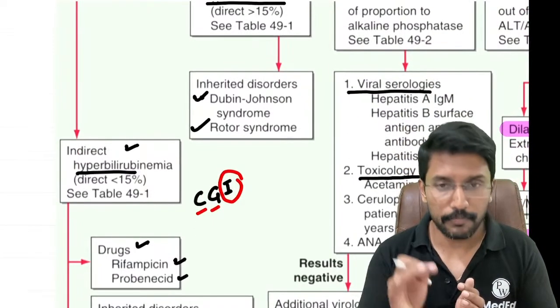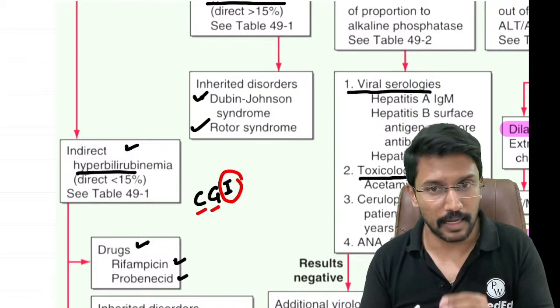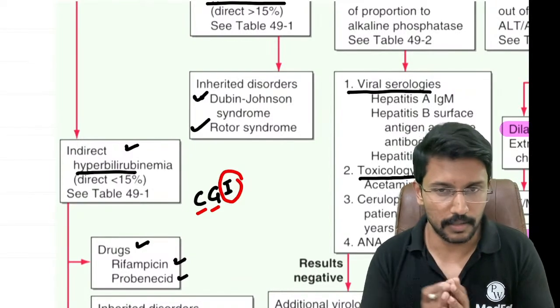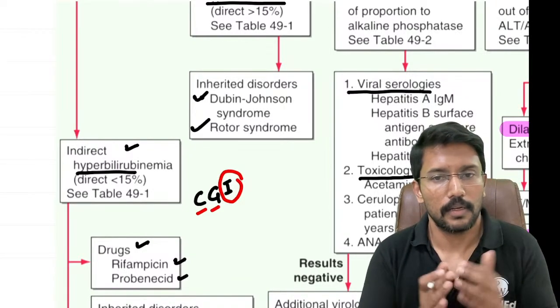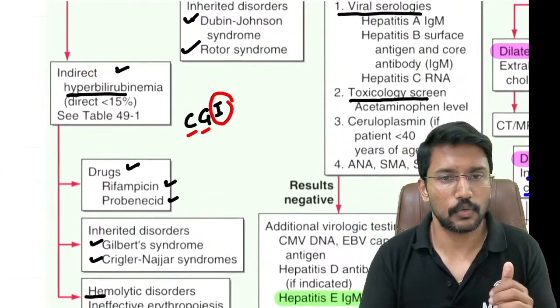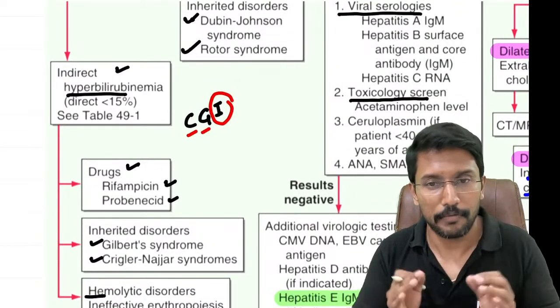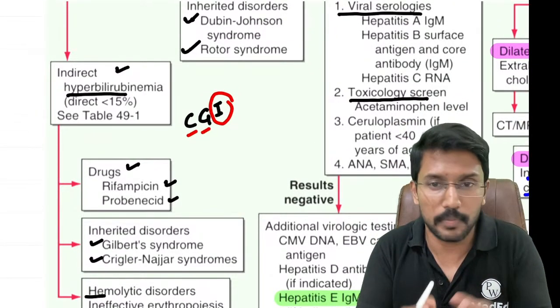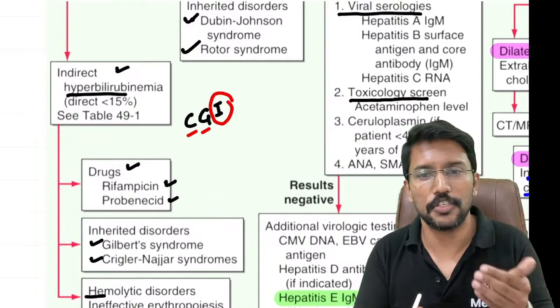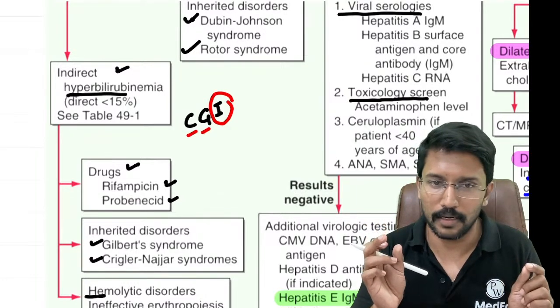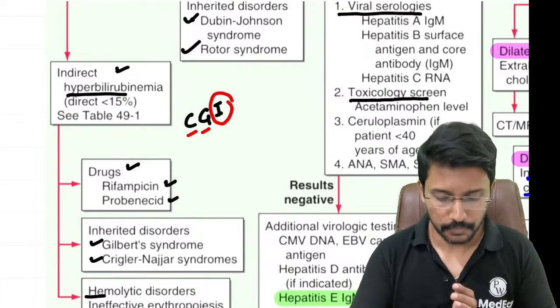And if less than 15% of the total bilirubin is direct, that is the conjugated, in that case, drug history needs to be taken and also hemolysis can be considered. And if you're thinking of inherited hyperbilirubinemias in such cases, it is CGI, indirect, because of Crigler-Najjar or Gilbert.